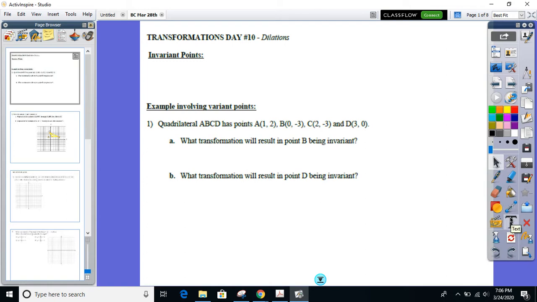Here we go. Are you ready for day number 10? Dilations. Page number 49. Go ahead, give yourself a couple seconds. Dance it out, getting ready. Day 10, dilations.